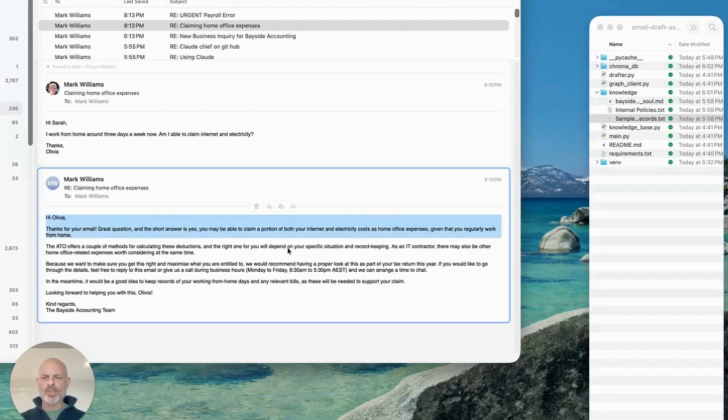Great question, short answer is yes, you may be able to claim a portion. ATO offers a couple of methods for calculating these deductions. The right one for you will depend on your specific situation and record keeping, etc., etc. Because we want to make sure we get this right and maximise what you're entitled to, we would recommend having a proper look at this, etc., etc. Again, I reckon that's a pretty good response. So it's not saying absolutely yes, it's saying, look, all indications are it's likely, but we need to have a chat.